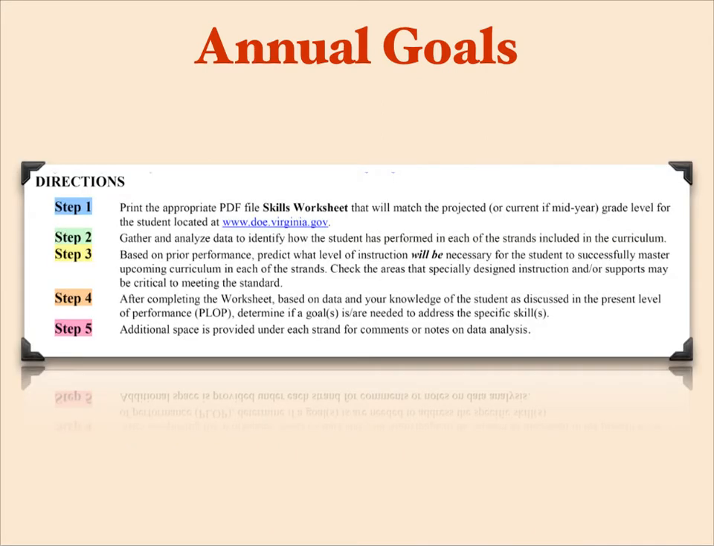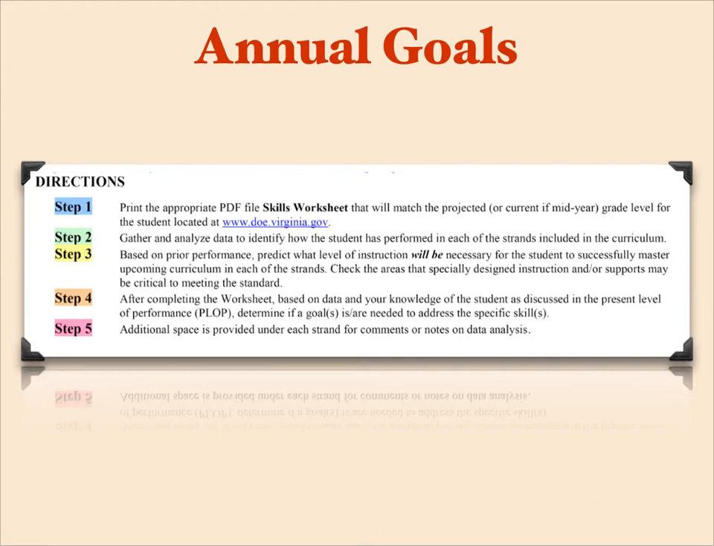So, step one, print the appropriate PDF from the skill worksheet that I will include and will be on Canvas. It's at www.doevirginia.gov. And then you just gather and analyze the data, okay, and how the student has performed in each of the strands within this form. And this is a really great form. I'm going to briefly go over this, but this is something that we're going to do in class where we're going to go over this particular form.